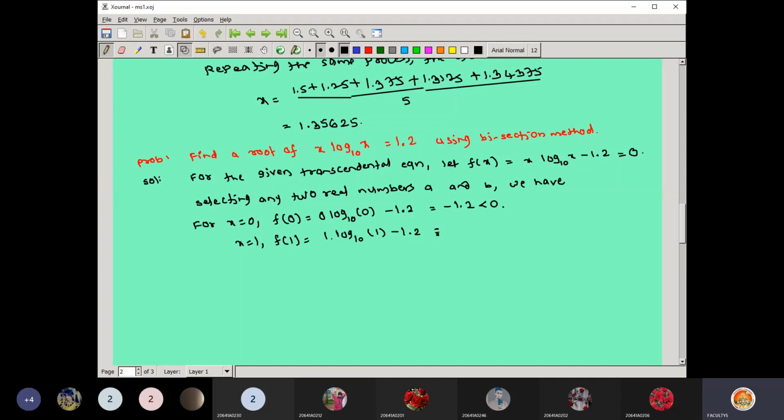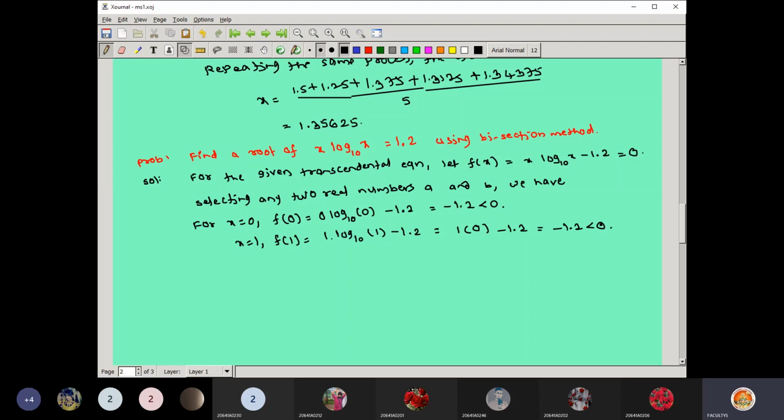Here base is 10. When you look on to the calculator, we have two different logarithm buttons, the LOG button and the LN button. LOG stands for base 10 and LN button is nothing but base e. So here you are using the LOG button. So logarithm of 1 is nothing but 0. So 1 into 0 minus 1.2. So final answer is minus 1.2.